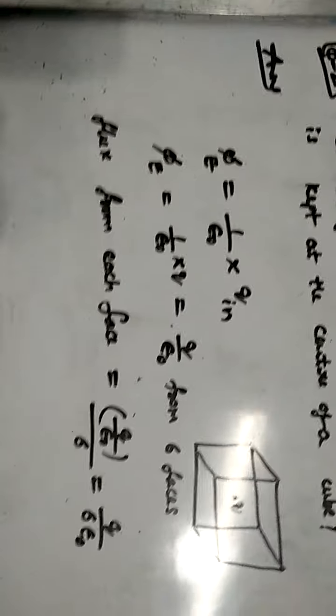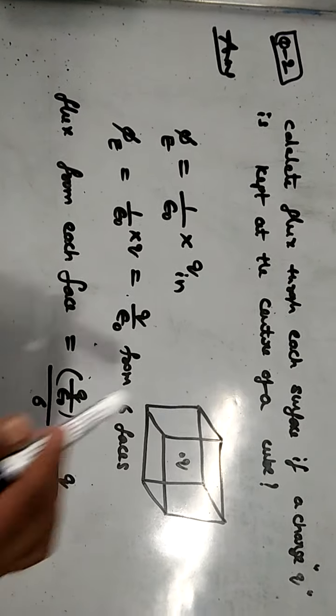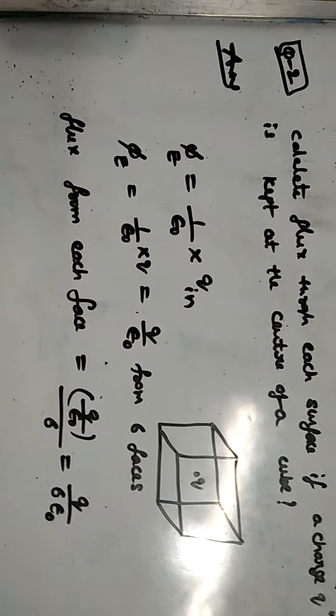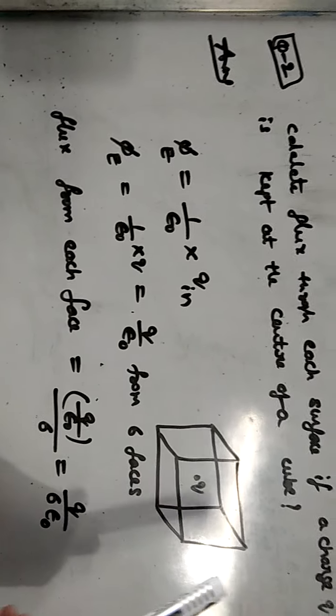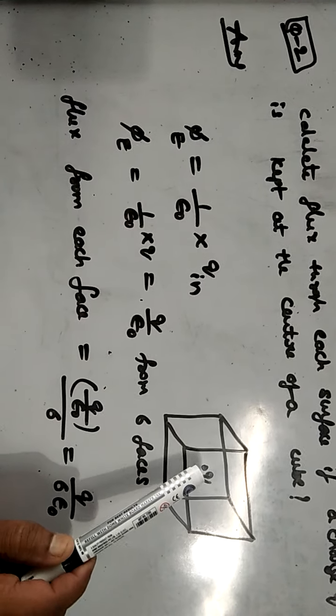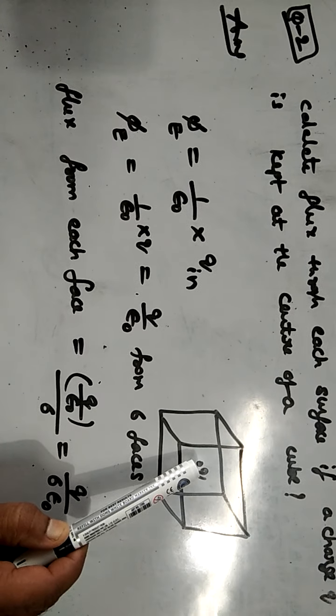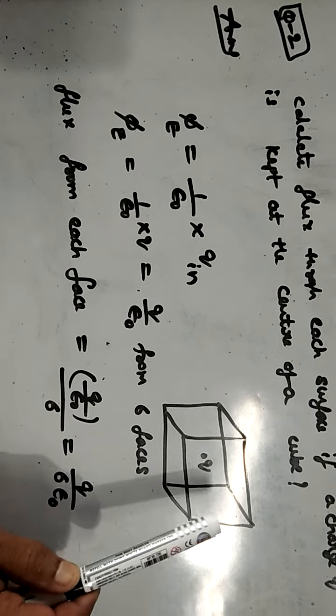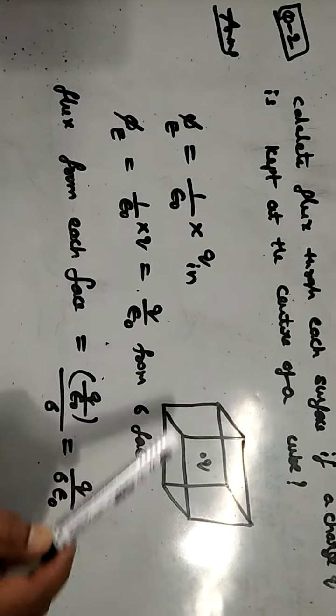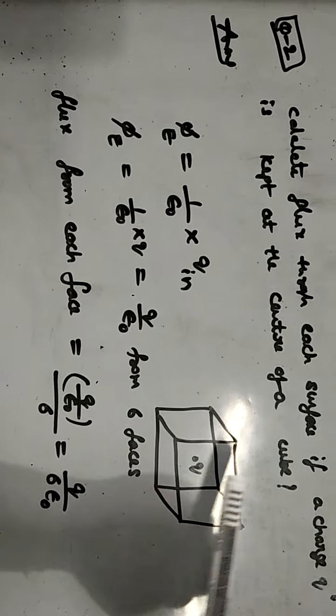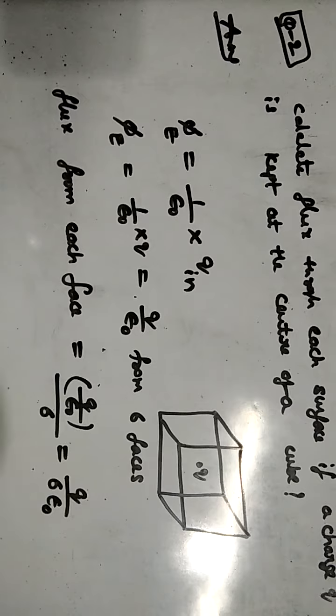Now coming to the next question. It is in the textbook also. So many times this question came in the final exams. Suppose this is a cube, a charge is kept at the center. So they are asking what is the flux through each surface. Here how many surfaces are there? Total 6 faces are there. 1, 2, 3 like this. You can check it. 6 faces are there.